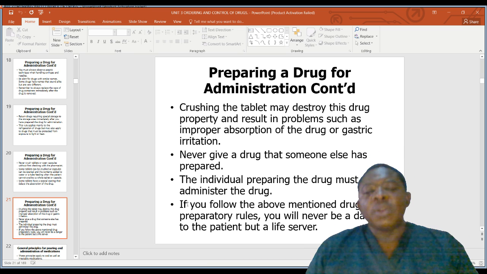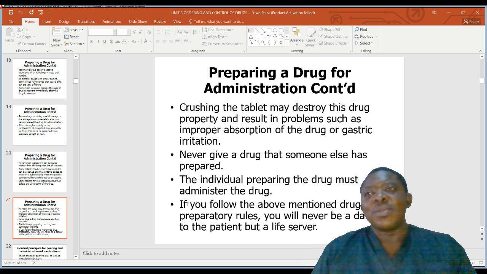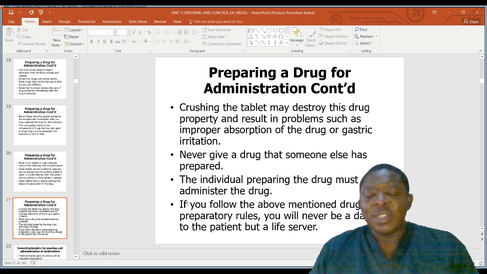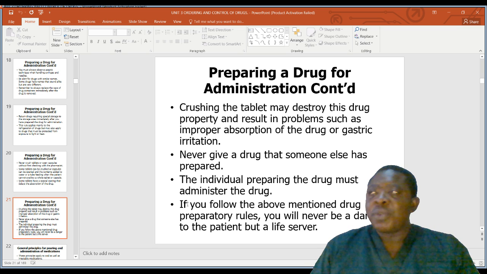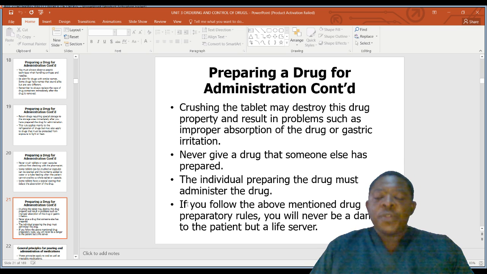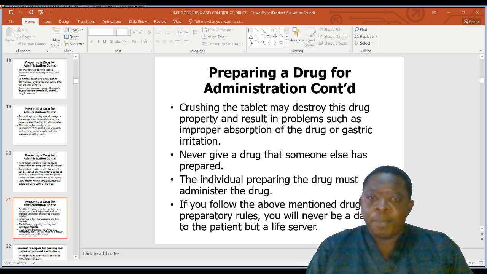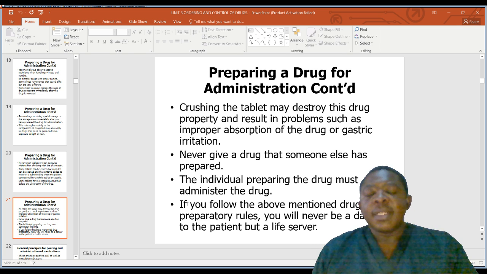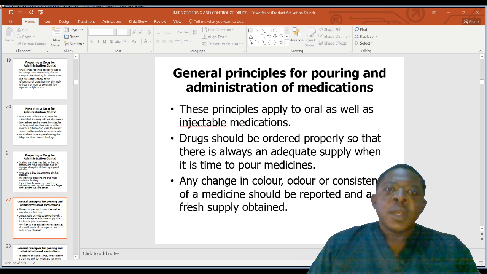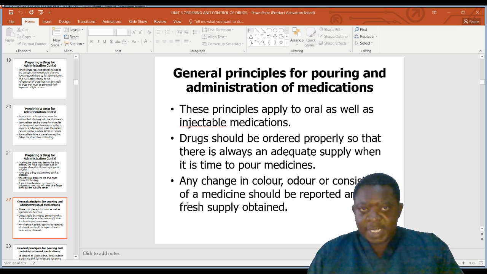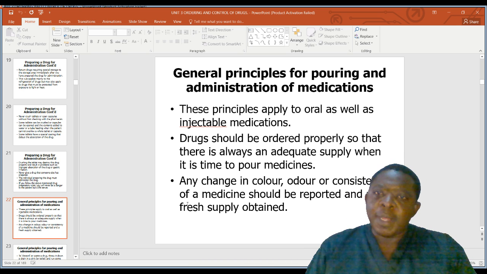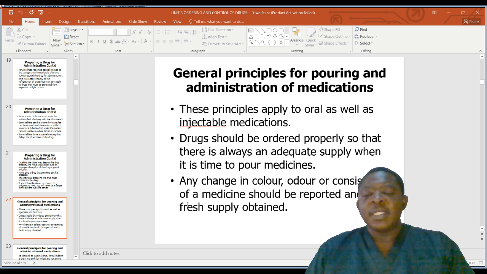You don't hand over. You don't say, oh no, here I leave my tray, these are the drugs that I was giving. No, it's very difficult to assume the tablets that are there. This can bring about errors. So if you follow the above mentioned drug preparatory rules, you will never be a danger to the patient, but a lifesaver. Okay, so now the general principles for pouring and administration of medication. These principles apply to oral as well as injectable medication.